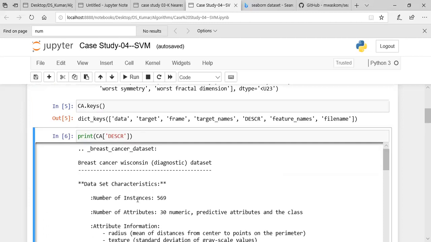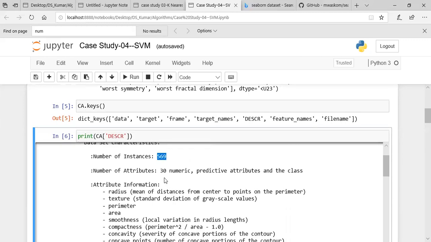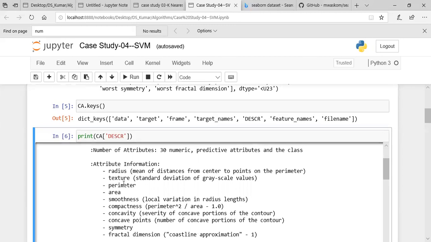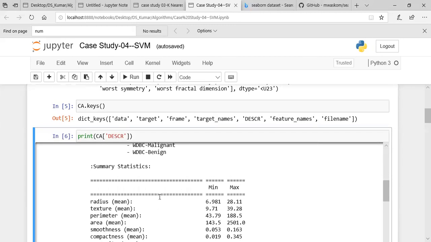Okay, what is it saying? This is saying about the breast cancer data set. Number of instances we have taken is 569. Number of attributes. What do you mean by attribute, friends? Attributes are nothing but columns. Those particular 30 columns we have. And information, radius, texture, perimeter, area, smoothness, like that it is giving some kind of description.